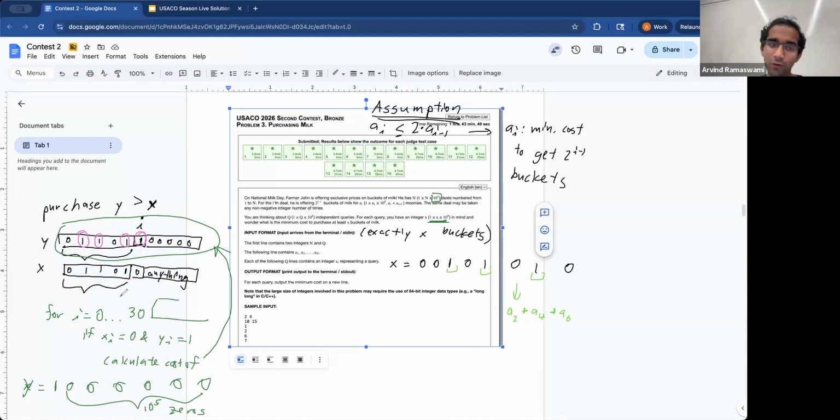So you can have this for loop for i up to 30. And then if i is greater than 30, then you just take the min of the answer you get from here, and then the values of your input that are greater than 30, right? Yeah. So that's how you do this problem. Any questions?